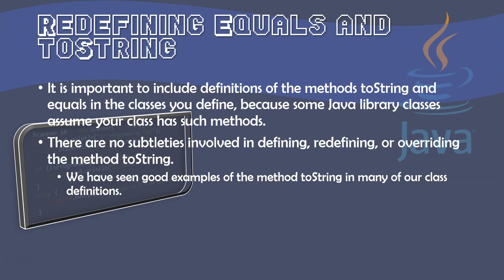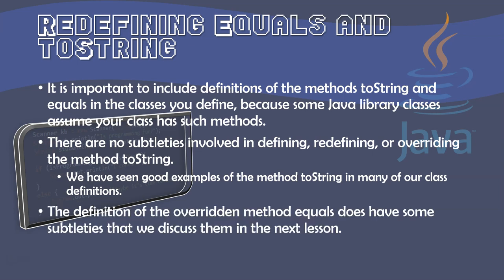Now, there's no subtleties really involved in defining, redefining, or overriding the method toString. It's pretty much straightforward. And we've seen a lot of good examples of how we can use that toString method in many of our class definitions. It's, again, a very straightforward approach. However, the definition for overriding equals does have some subtleties, and we're going to look at those in an upcoming lesson.